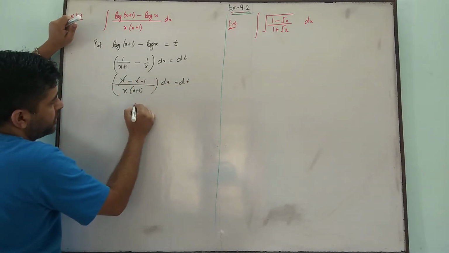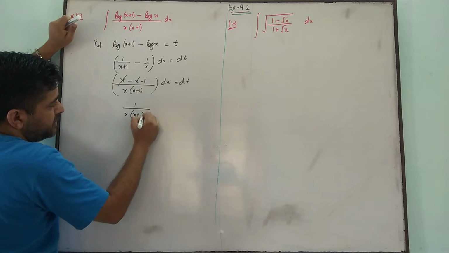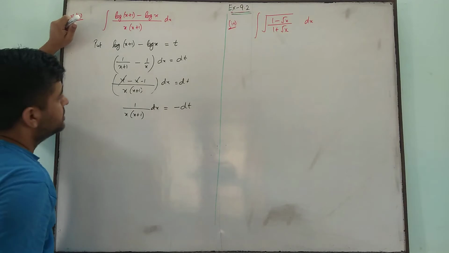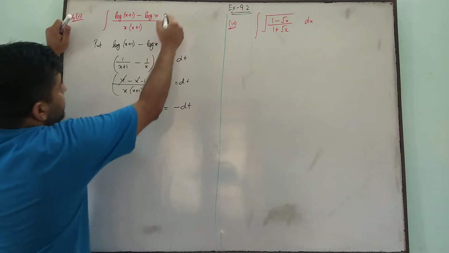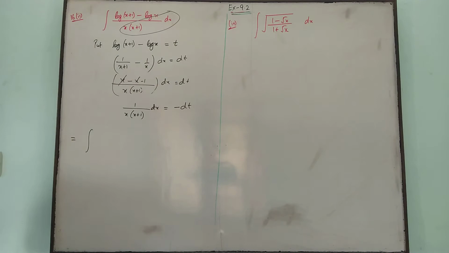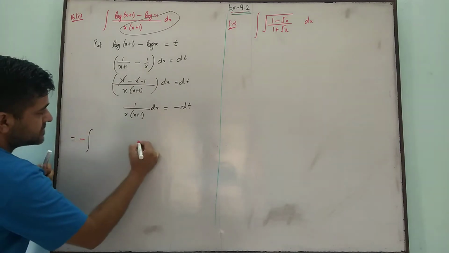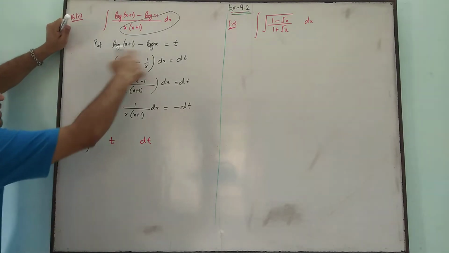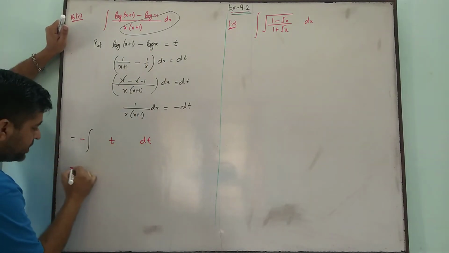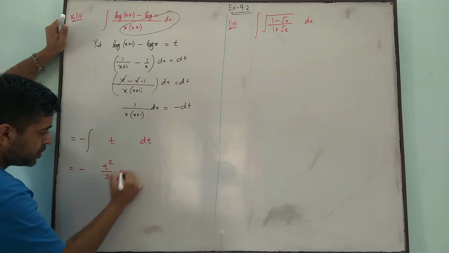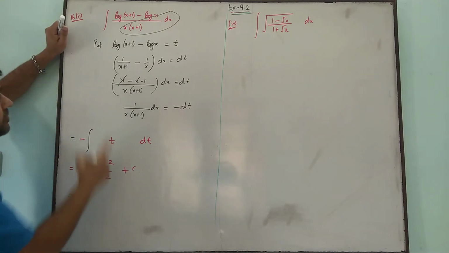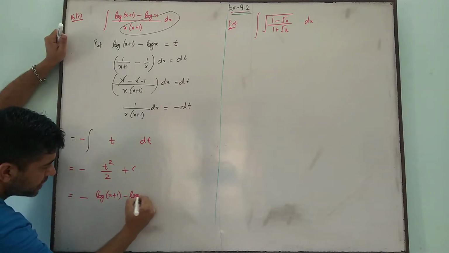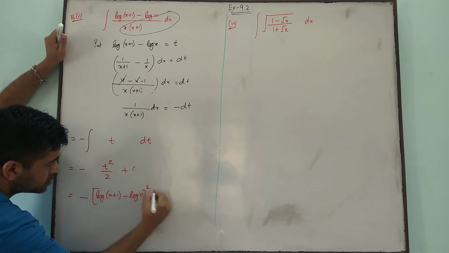So we got 1 upon x plus 1 dx is equal to minus dt. The negative minus 1 will be to the side. So 1 upon x plus 1 dx is minus dt, and this we substituted as t, whole thing. So t dt, and the integral is t square upon 2 plus c, and the value of t is log of x plus 1 minus log x, whole square plus c.